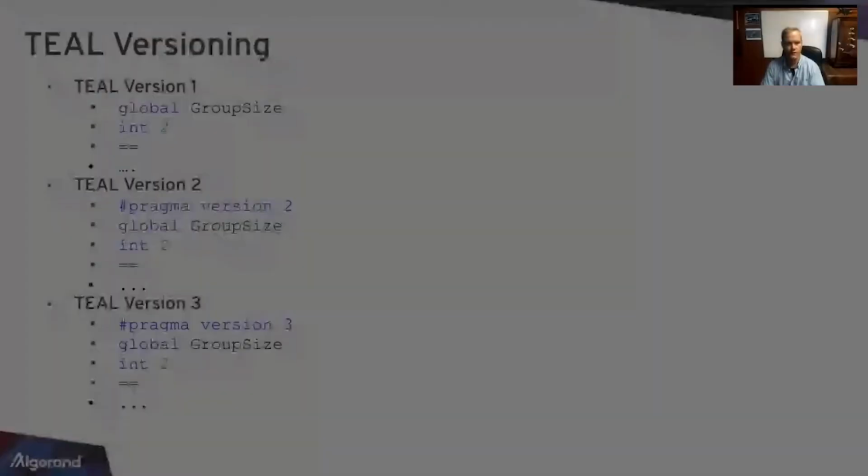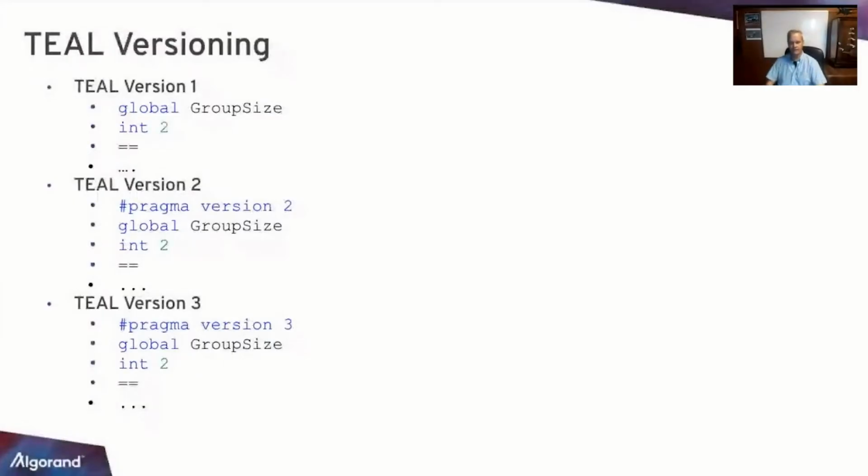Let's move along. Okay, a couple of things about versioning. Depending on the version of TEAL that you're implementing, you specify it at the top of the program. In the case of TEAL version 2, you just put pragma version 2 at the top. What that does is it restricts the opcode sets that you can actually work with.